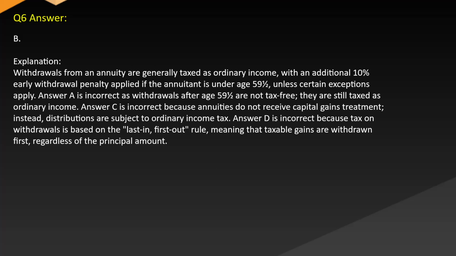Answer B. Explanation. Withdrawals from an annuity are generally taxed as ordinary income, with an additional 10% early withdrawal penalty applied if the annuitant is under age 59½, unless certain exceptions apply. Answer A is incorrect as withdrawals after age 59½ are not tax-free, they are still taxed as ordinary income. Answer C is incorrect because annuities do not receive capital gains treatment. Instead, distributions are subject to ordinary income tax. Answer D is incorrect because tax on withdrawals is based on the last in, first out rule, meaning that taxable gains are withdrawn first, regardless of the principal amount.